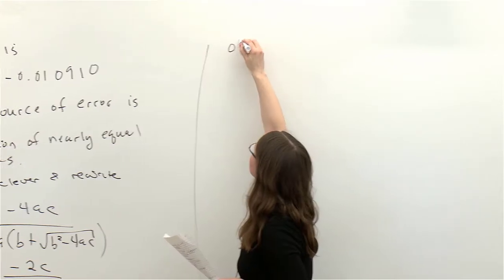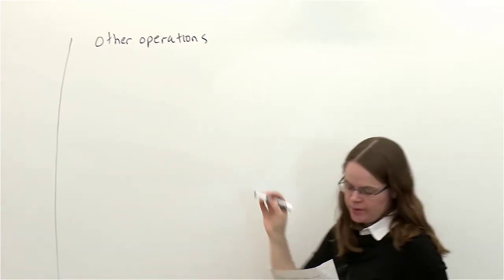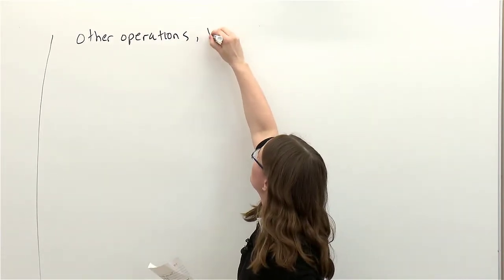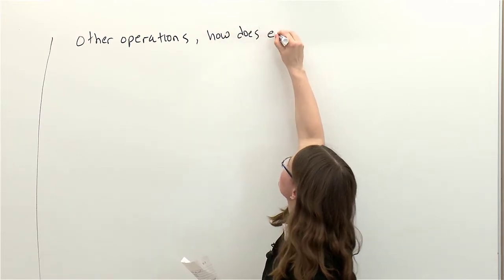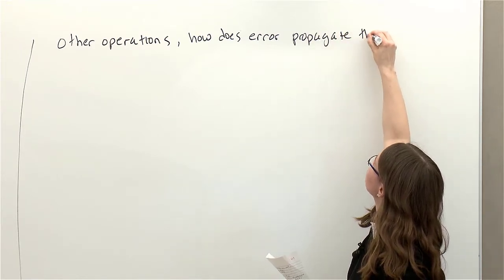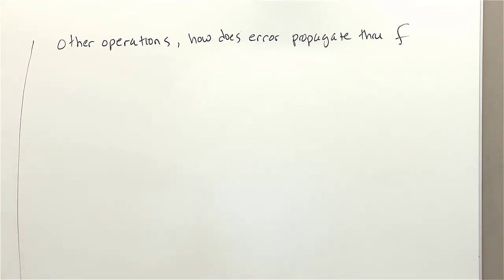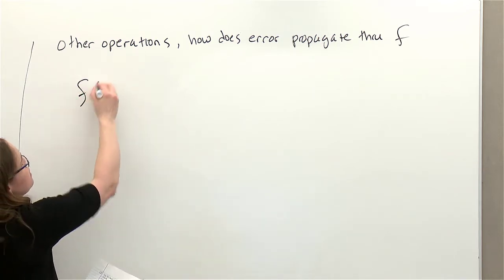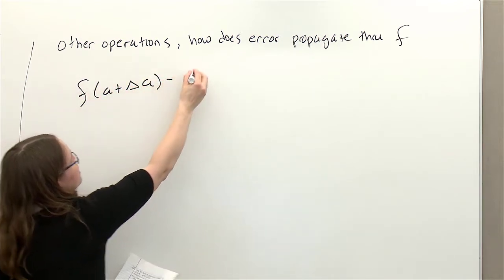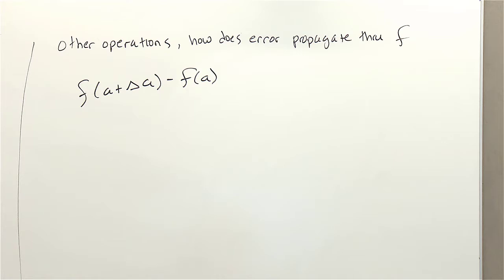With other operations, maybe we're doing some kind of nonlinear operation, and we want to know how does the error propagate through a function f. Right, so I want to compute f of a, whatever f is. What I actually compute is f of a plus delta a. And again, I want to look at the error in that. Okay, and how can I estimate the error of that?